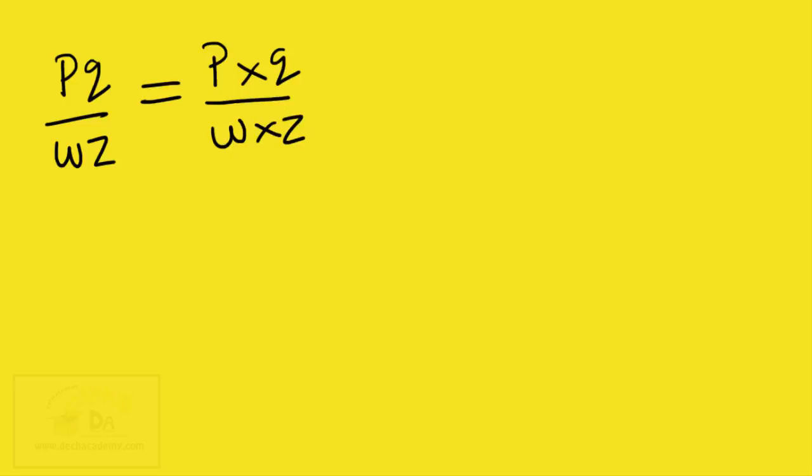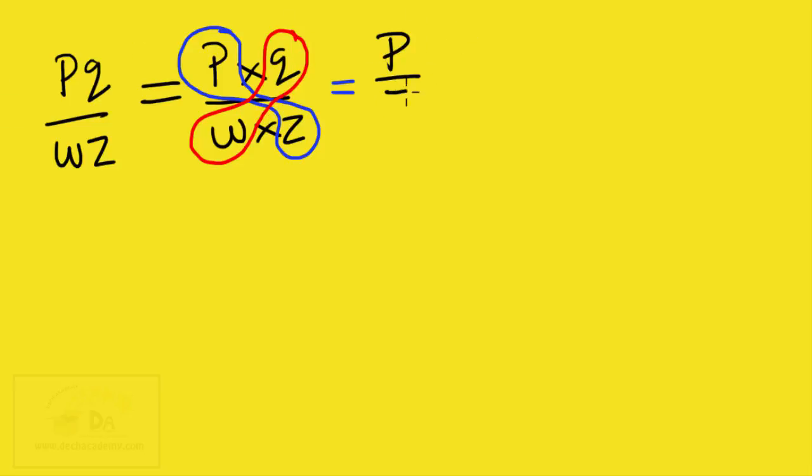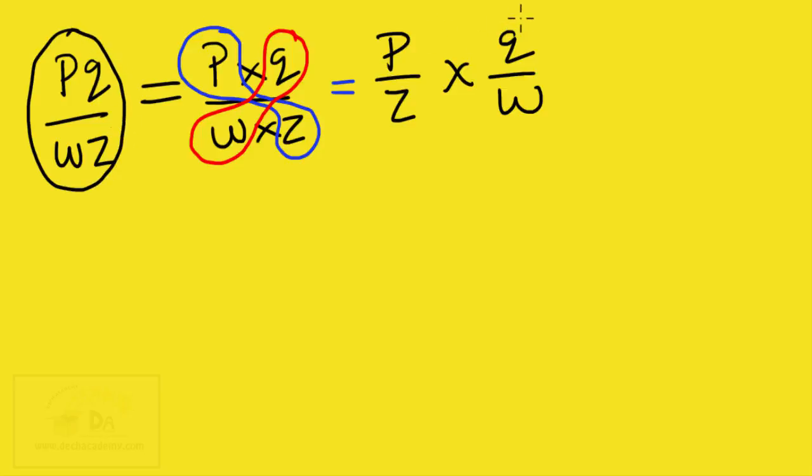So I can form my first fraction with p as the numerator and z as the denominator. I can form a second fraction with q as the numerator and w as the denominator. And this gives my first fraction, p over z, times second fraction, q over w. So what I'm saying is, any fraction of this form can be broken down into a product of two fractions, or even more, but we're just focusing on breaking this into two fractions.